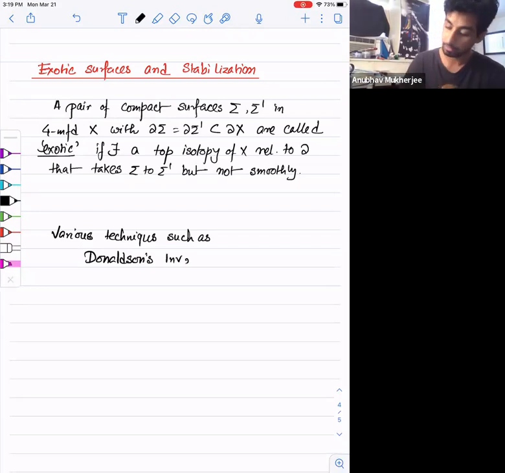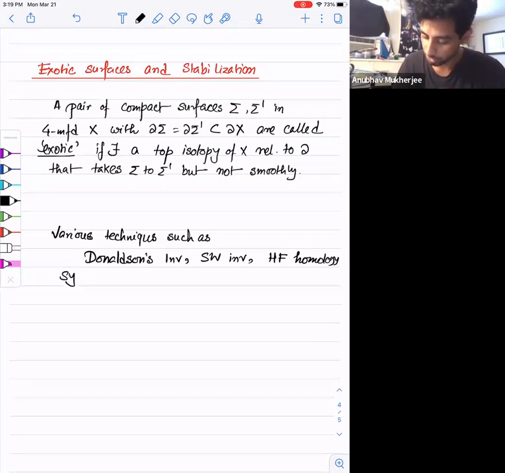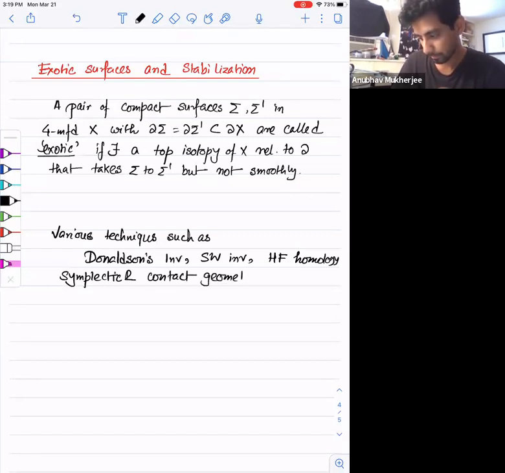And then later Seiberg-Witten came to the picture, so Seiberg-Witten invariant. And then Heegaard-Floer came, so Heegaard-Floer theory. And also recently various other people use symplectic and contact geometry as well, and Anubhav homology. So all these theories have been used so far to understand exotic surfaces.